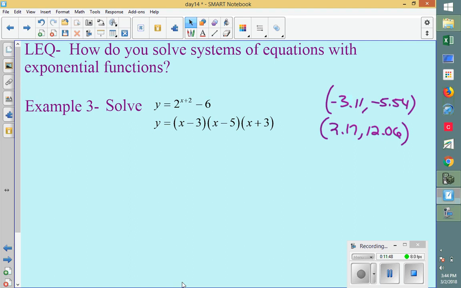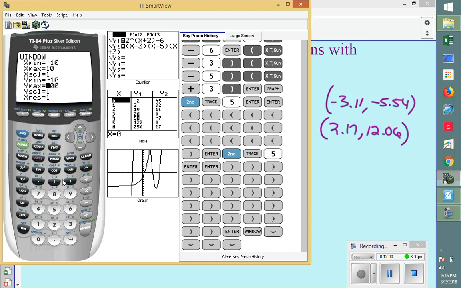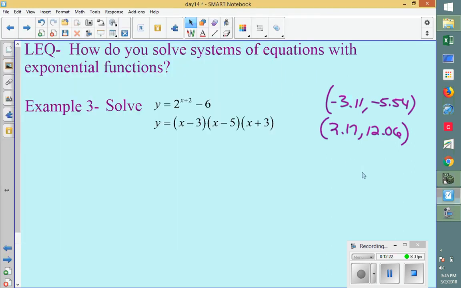Okay. And again, possibly there's a third. I can't tell based on how those curves are angled. So I'm going to have to adjust my window so that I can get a better look. So I'm going to try maybe 500. It's looking like they're not going to intersect. Okay, the way that they're angled, it's not going to happen. So there's only these 2 points of intersection for this one.